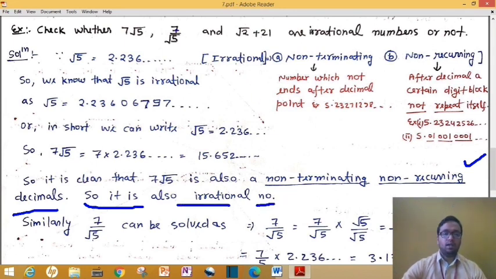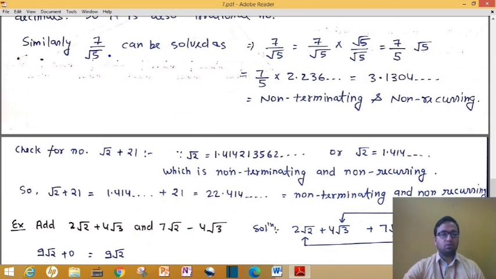Now see, we have one more number, that is 7 by root 5. Is 7 by root 5 rational or irrational? You know very well root 5 is irrational, but you have to tell whether 7 by root 5 is rational or irrational. So see its solution. We can write 7 by root 5 equal to 7 by root 5 into root 5 upon root 5. We can do it in this manner.